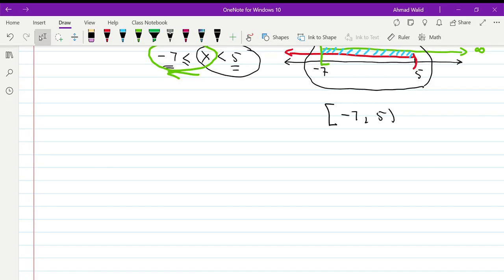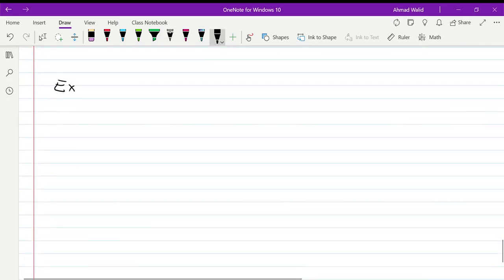The example is: negative 1/2 is less than (3 minus x) over negative 4, which is less than 1/2.